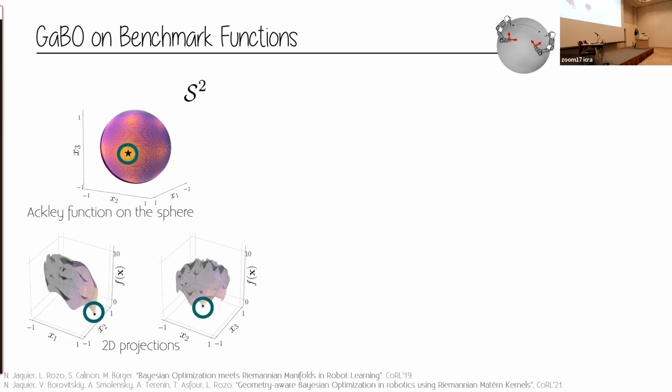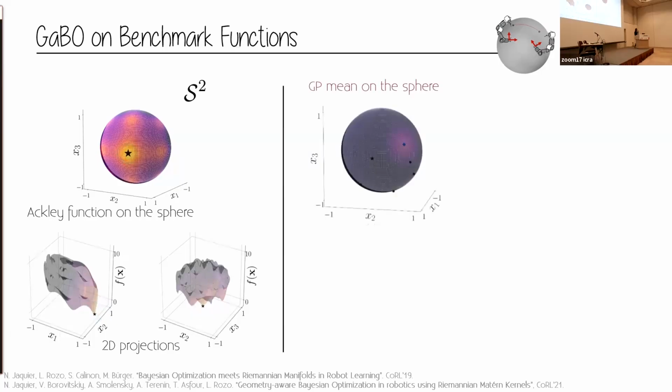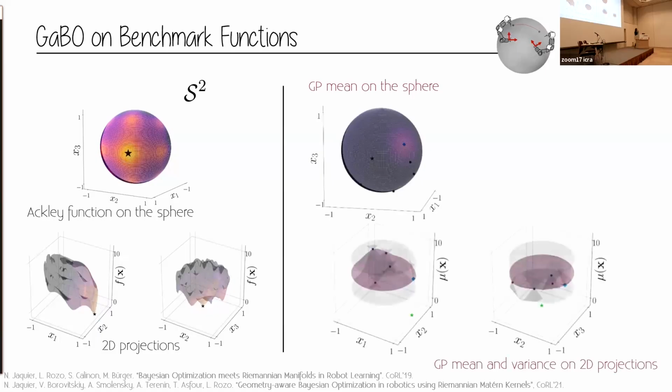We aim at finding here the global optimum of this function, and what I will show you is how the Gaussian process mean evolves on the sphere, and how the Gaussian process mean and variance evolve on the 2D projection. So the variance here is given by this gray envelope that you see. And here we already have observations. You see that the variance is very tiny where we have observations. And again, we aim at actually finding this optimum.